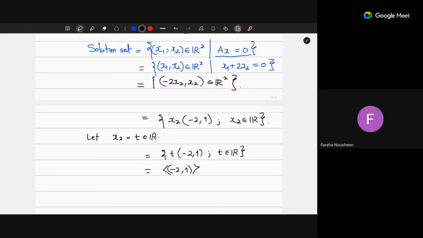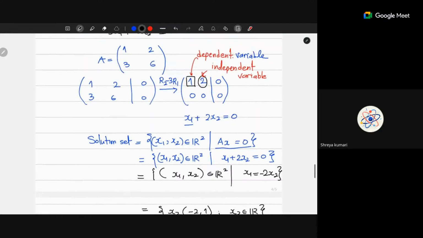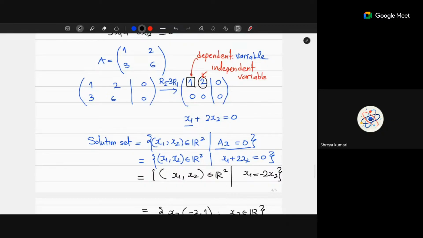Sir, excuse me. In the third step which you have mentioned, I'm not clear. Okay, so what does this expression do? This expression tells that x1 is equal to minus 2x2, right? This is what it says. This is what we obtain after reducing it to row echelon.